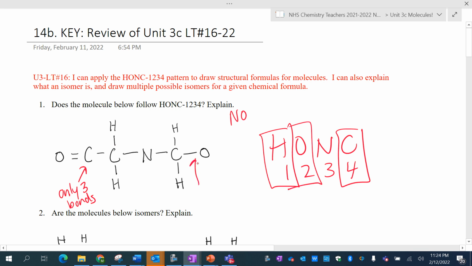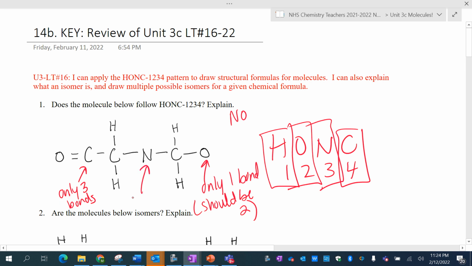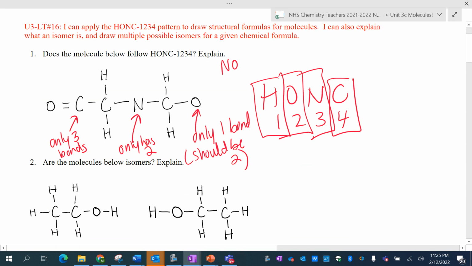Oxygen, only 1 bond. And it should have 2. And nitrogen is supposed to have 3, but it only has 2. And so that is not okay also. So there's quite a few things wrong with that.